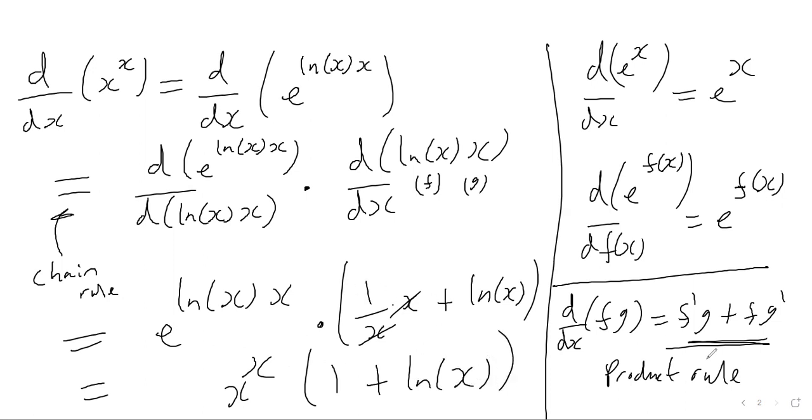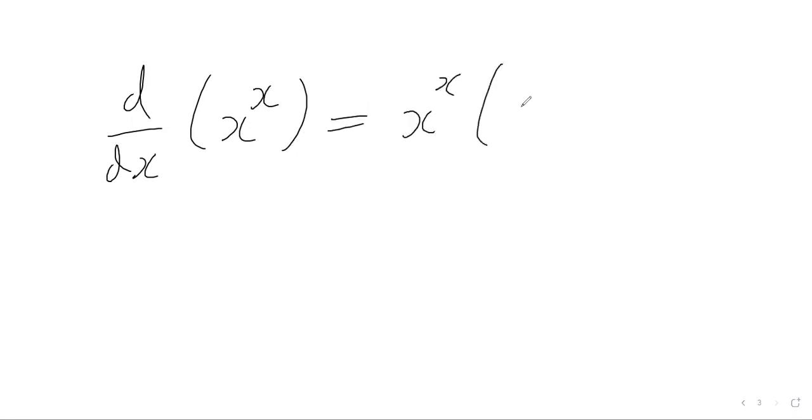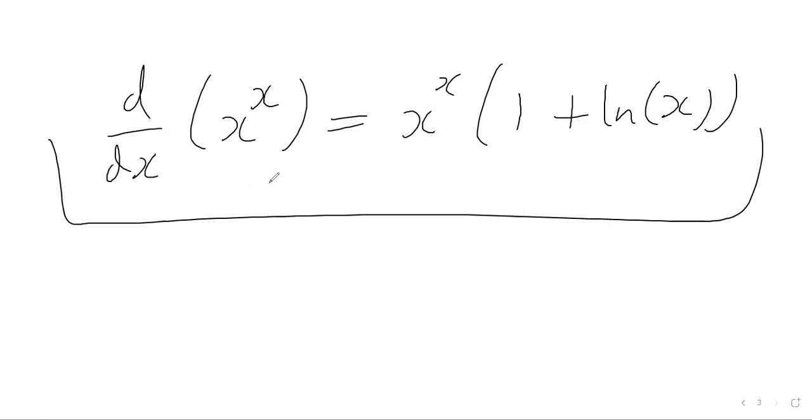Okay, so we get our final result. So therefore, when we differentiate with respect to x, x to the power of x, this is just going to be x to the power of x, but multiplied by 1 plus the natural log of x. And that is the final result. And just to make clear, this is true for x greater than 0. The domain of this x to the x function is x greater than 0.